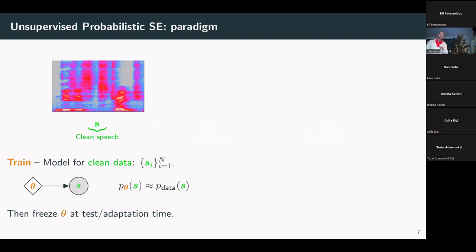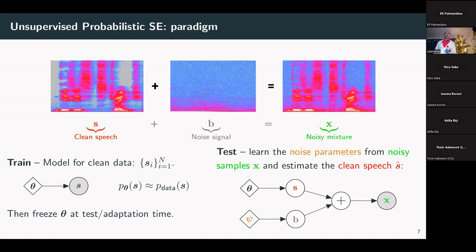So the clean speech model is not going to move, but we will try to adapt to various kinds of noise. To do so, we combine this model of the speech signal, which is now frozen, with a model for the noise signal. We say that the combination of these two models is going to produce the noisy speech signal X, which is what we are going to observe at test or adaptation time.